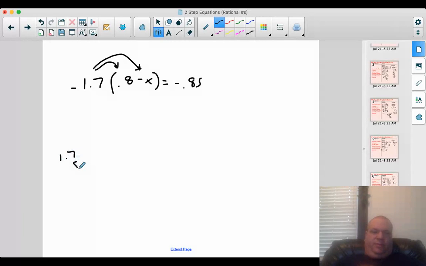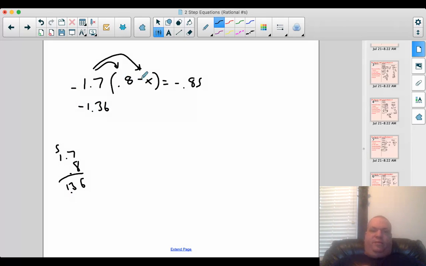So I'll use my fraction multiplication here. 7 times 8 is 56. Here at 5, 1 times 8 plus 5 is 13. I have 2 digits after the decimal point, so it'd have to go right there. So 1.36. Now it's a negative times a positive, so that means my answer would be negative 1.36.